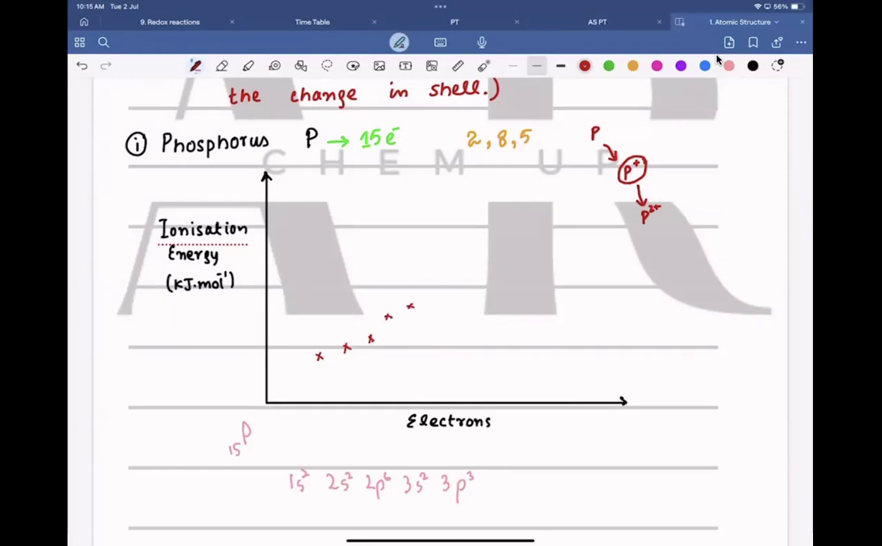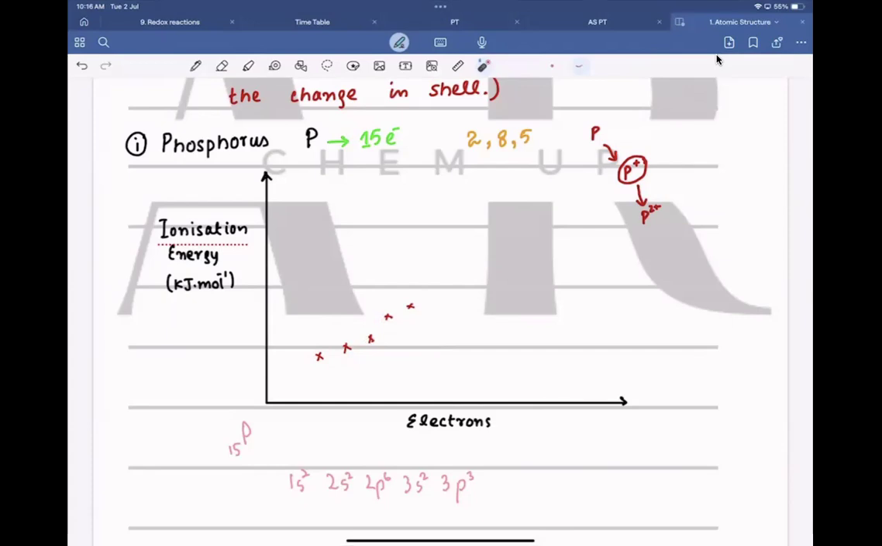The energy increases because 3s is closer to the nucleus. As the size decreases, its energy increases, plus the nuclear charge also increases. So that's why we are not observing the gradual increase that we are observing over here. This change is a little greater because of the two factors. Did you get this point?